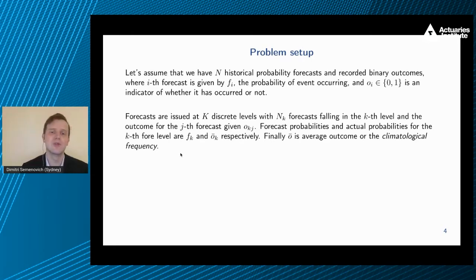Within each bucket, we have the outcome. So O_kj is the jth outcome that occurred when we forecast the kth level of probability. Finally, O bar_k is the average frequency associated with the kth forecast level, and O bar is the overall frequency, or climatological frequency. So let's say at a particular location it rains 100 days a year, that would be about 27%.